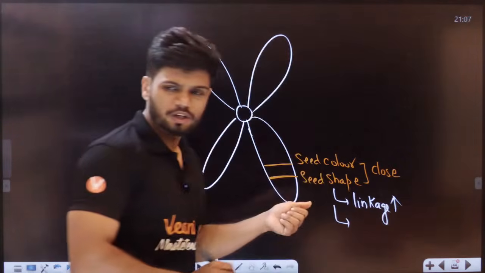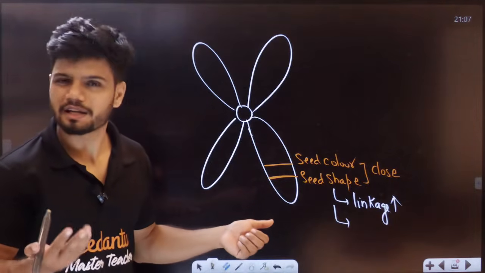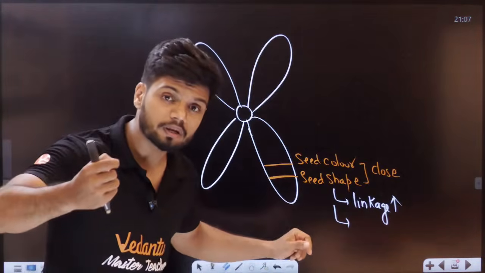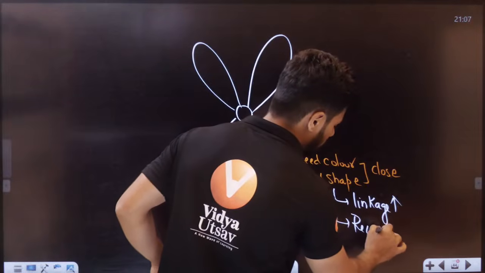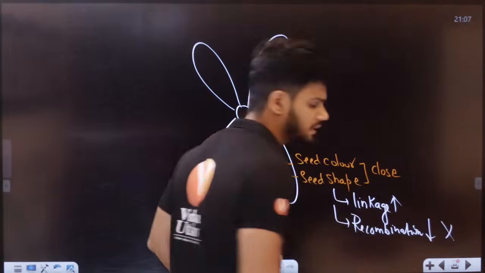And students, do you think they can show recombination? Generally not. Because these two genes are very close to each other, recombination is generally not seen here. So recombination is very low or not present.